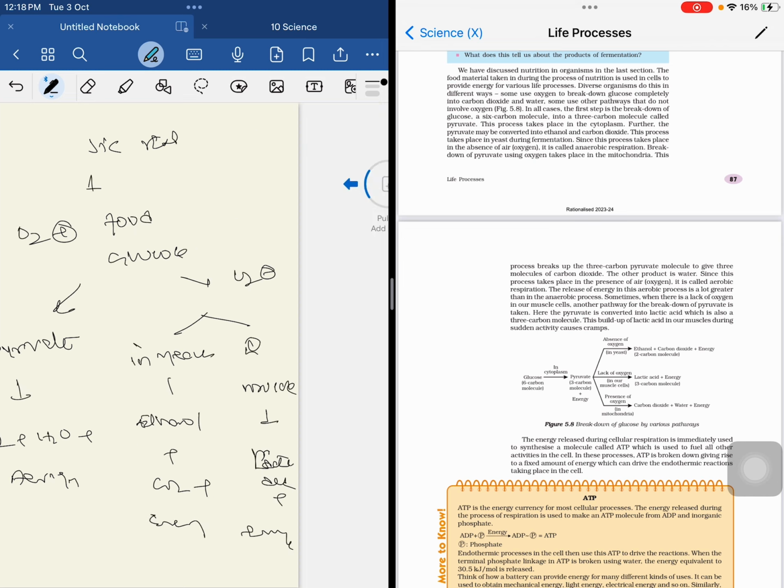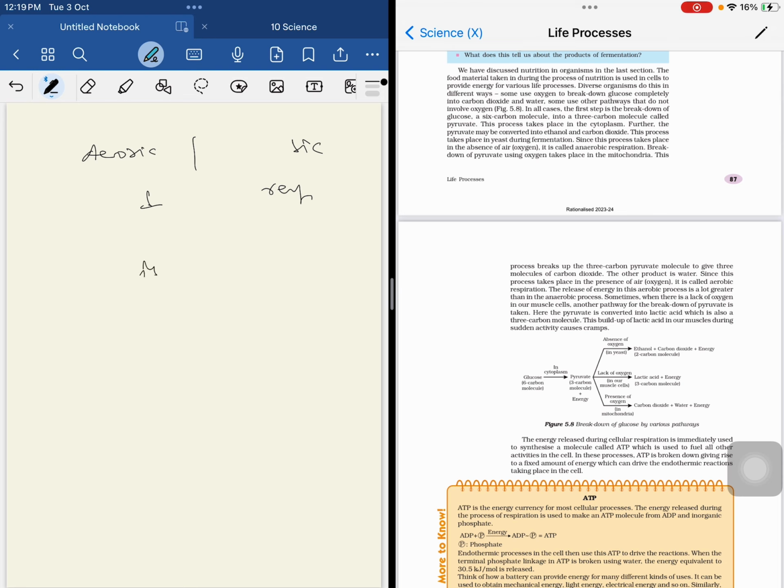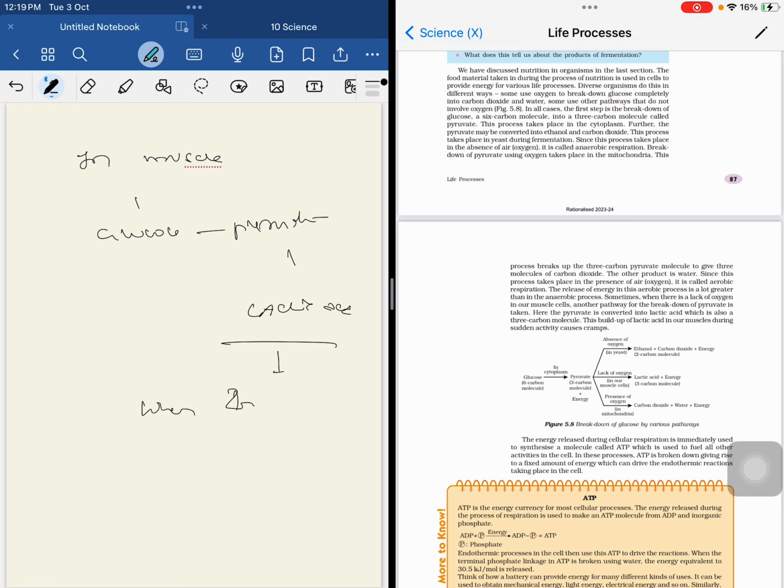The main difference between aerobic and anaerobic respiration is that through aerobic respiration a lot of energy is released. In case of anaerobic, only a small amount of energy is released. In muscle, glucose is converted into pyruvate and then into lactic acid, and when this lactic acid increases in muscle, it causes crampy pains.